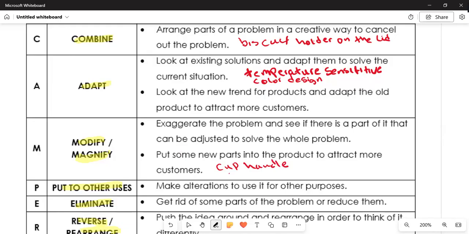So you're going to modify the cup handle to make it easier to grip, even for elderly people or children, so that they are able to hold it. Even the elderly can hold it, or even children. That is when you are making it easier to grip. So you have modified the cup's handle.